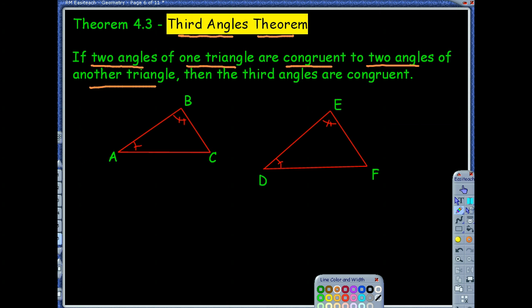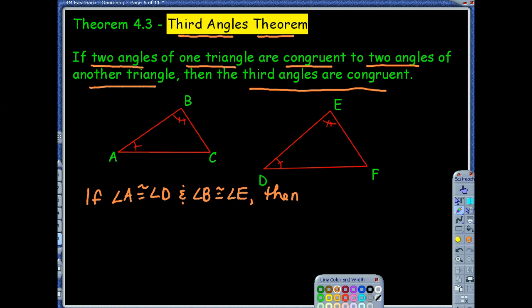So in this picture, notice what I have. Angle A is congruent to angle D, and angle B is congruent to angle E. Which basically means we can then conclude what? The third angles of those figures are congruent. So angle C would be congruent to angle F. The third angles theorem is not going to be used all the time, but it's something that could help us prove another pair of congruent angles, which is helpful when we start proving congruent triangles because you're going to need those congruent pieces listed. So that's essentially what this theorem is about.